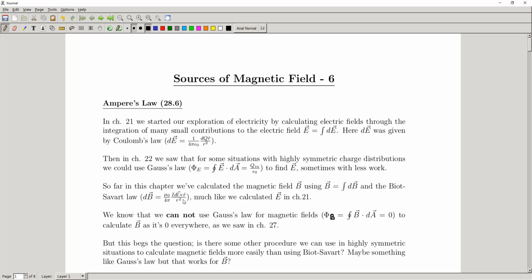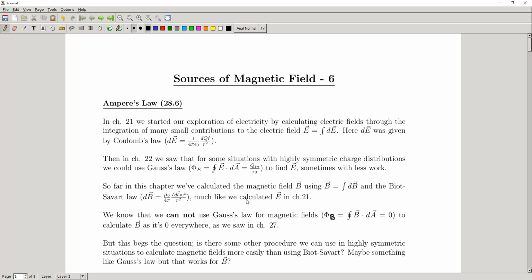And we're integrating over all these tiny little contributions to the magnetic field. Again, this works fine if we can do the integrals, but we run into situations where it's either very difficult to do the integrals, or we just can't do them analytically, or we can do them but it's a lot of work, and it would be nice to have an easier way to do this.